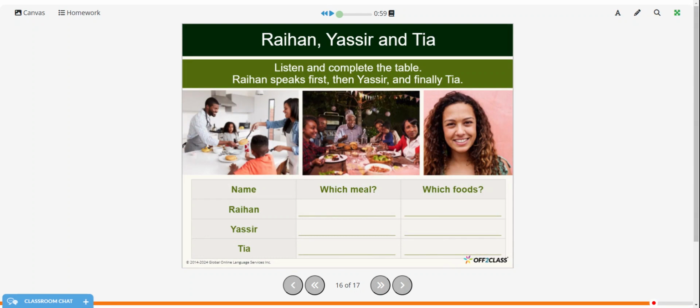All right, so now we're going to listen to these three people. So Raihan speaks first, then Yasir, and finally Tia. And so we're going to be listening for the meal that they're talking about and the food. So let's listen.